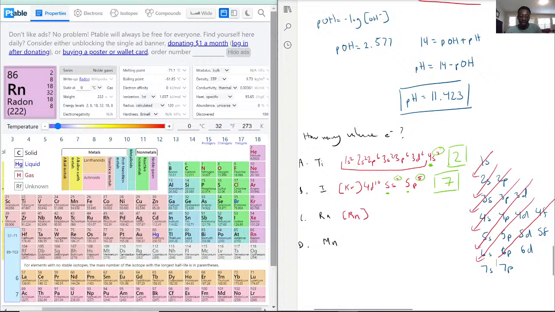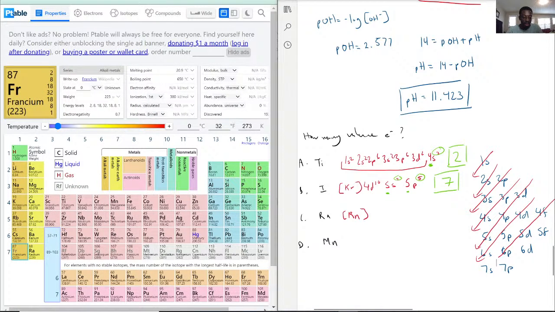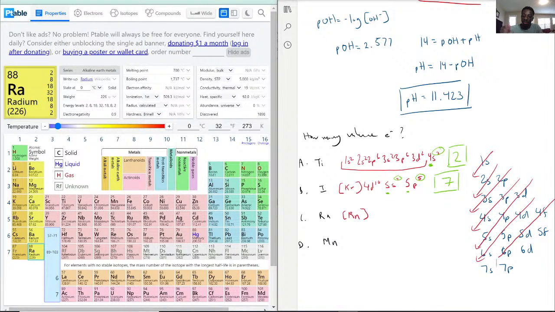And now we're going to start with the 7th. So 7s, okay, francium and radium is right there. So we just have 7s2. And just as how we did it for the last one, circle it. That means this one has 2 valence electrons, okay?